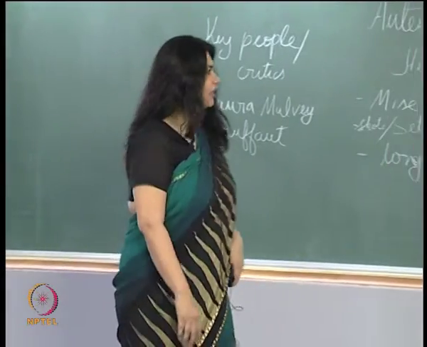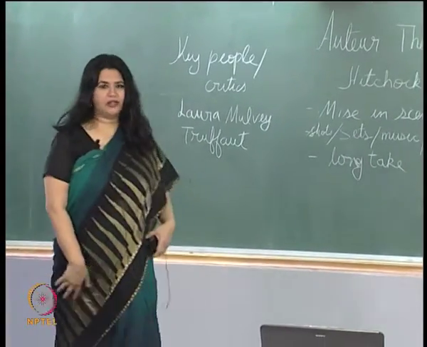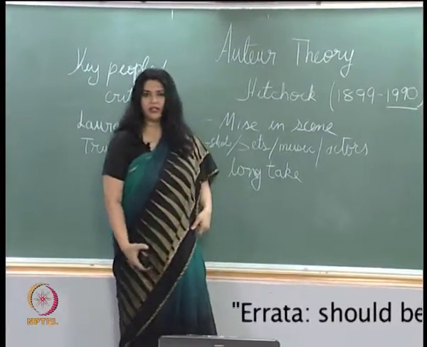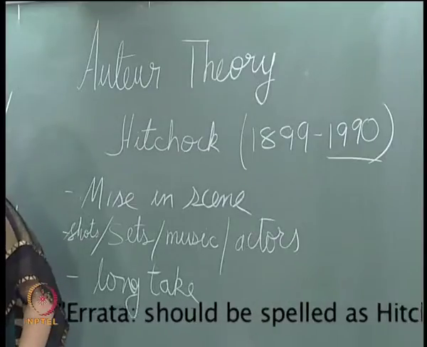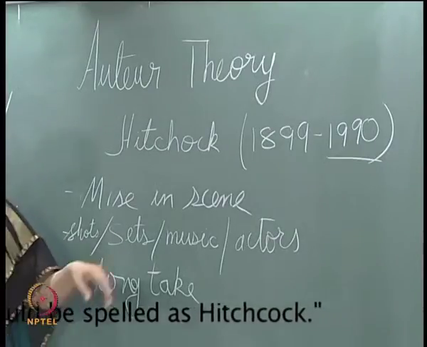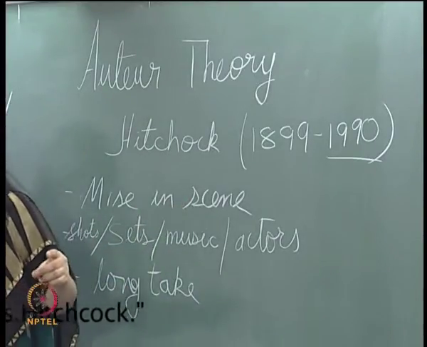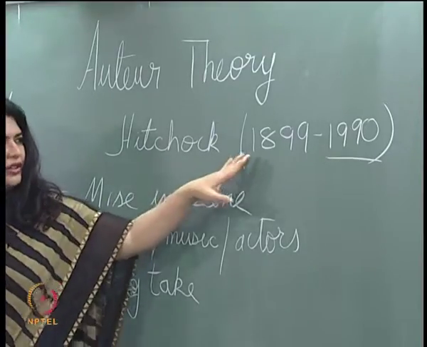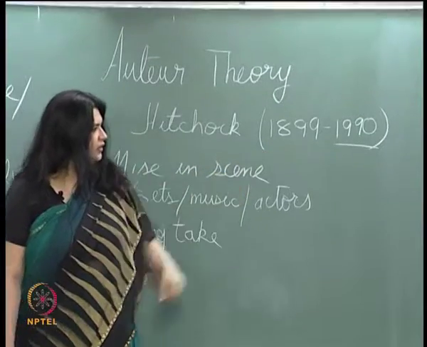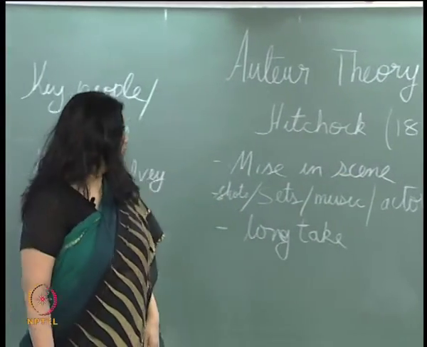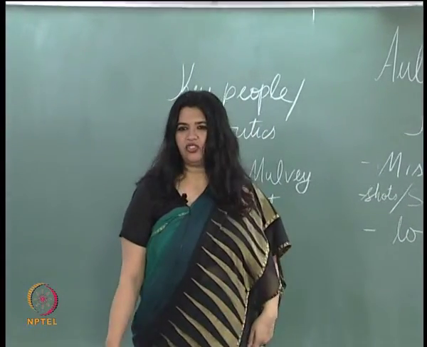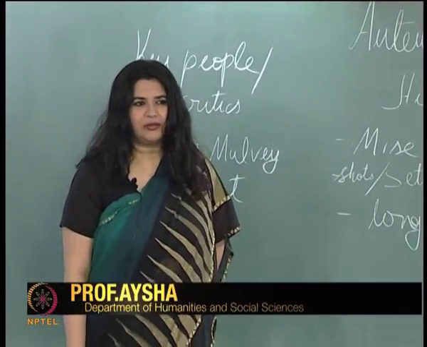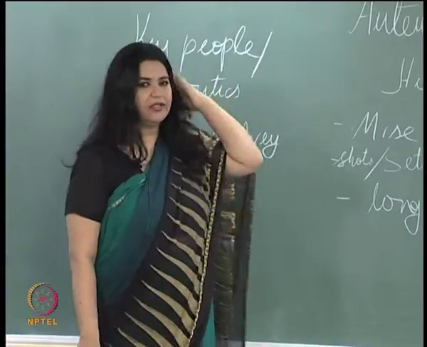Good morning. We will continue with our study of auteur theory with reference to Hitchcock. So, Alfred Hitchcock, we were talking about him. We also did a scene from his Rope, the opening scene, and we discussed it with reference to mise en scène. Alfred Hitchcock, 1899 to 1990. Now, he was a British filmmaker who migrated to America, to the US. So, that is his history.